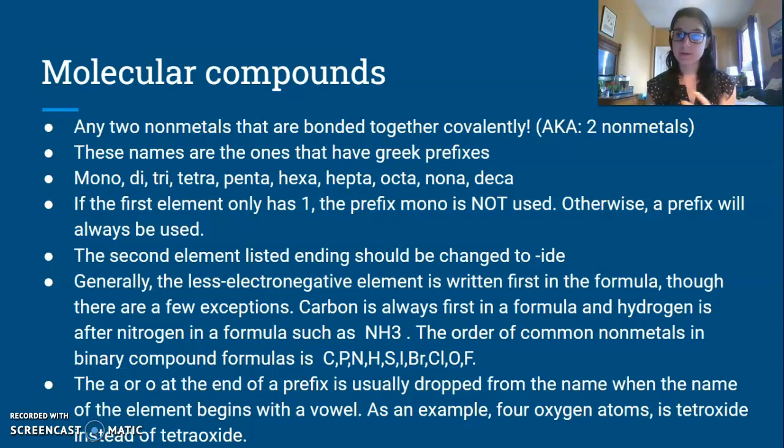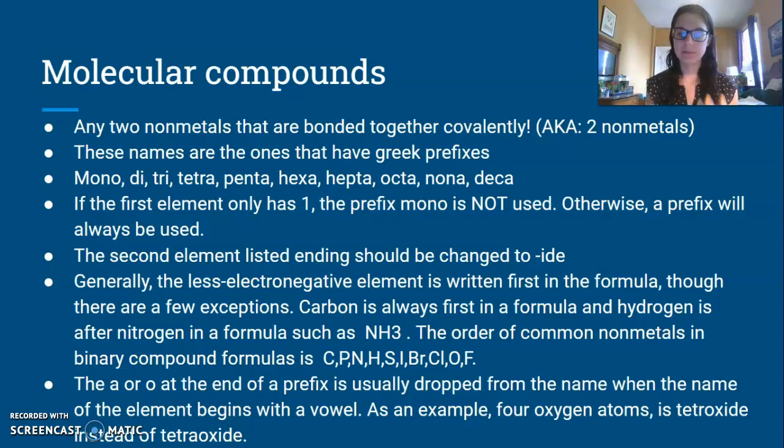There are some exceptions though. For example, carbon is always first in a formula, and hydrogen is after nitrogen in a formula such as NH3. The order of common nonmetals typically is carbon first, phosphorus, nitrogen, hydrogen, sulfur, iodine, bromine, chlorine, oxygen, fluorine. Obviously that doesn't list all of the elements, but those are really common elements that you see in molecular compounds. So that is the priority order that you will see when listing the chemical formula for those.